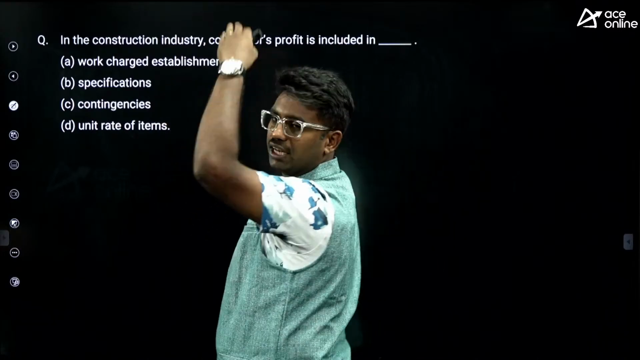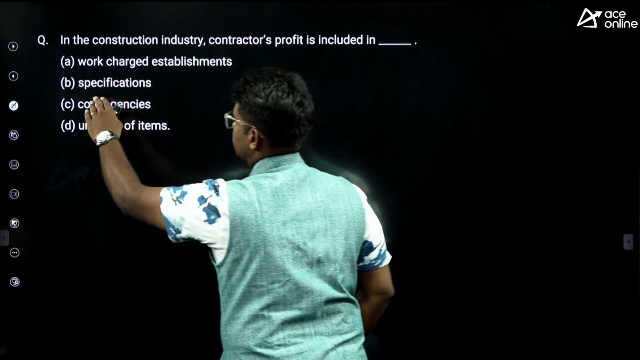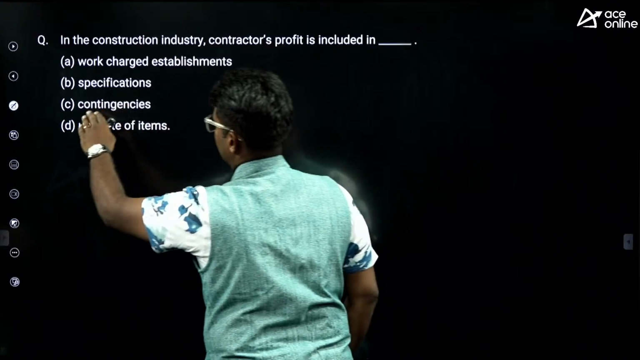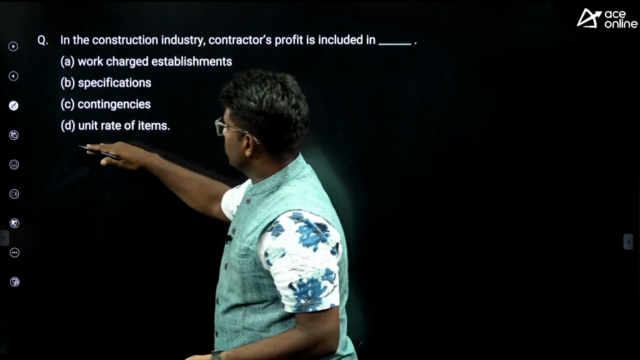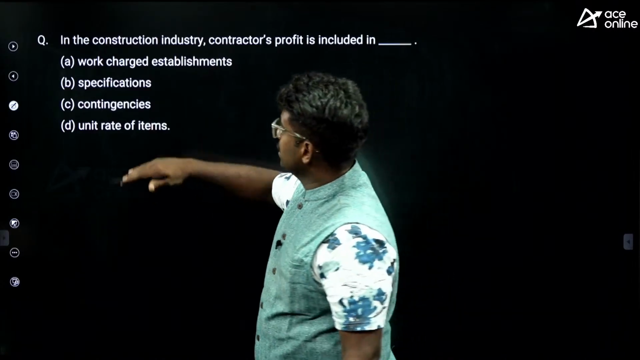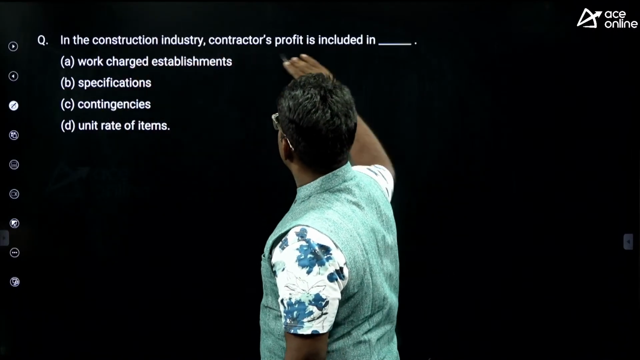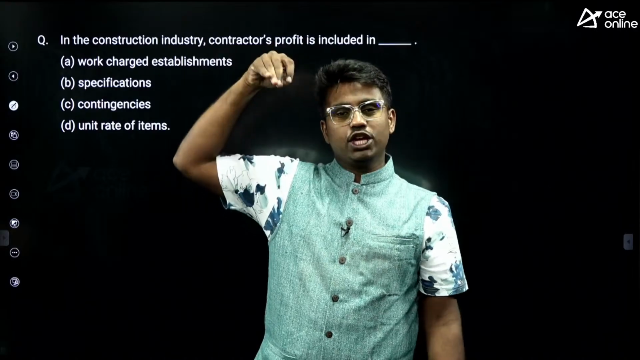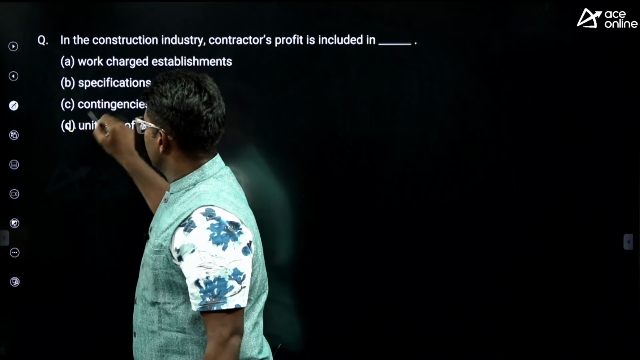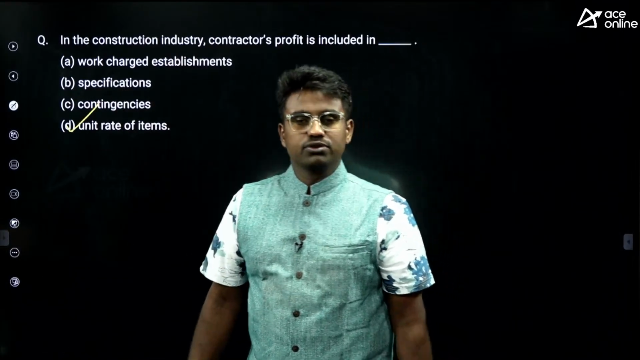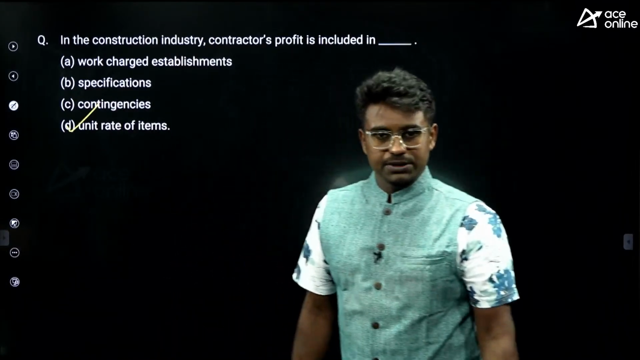This is given in the starting work of the project. Specifications, no. Contingencies, this is one of the constraints. Unit rate of items, yes. In the unit rate of items only, the contractor's profit is included, not separately given. Okay, in the unit rate of items only it is included, contractor's profit.